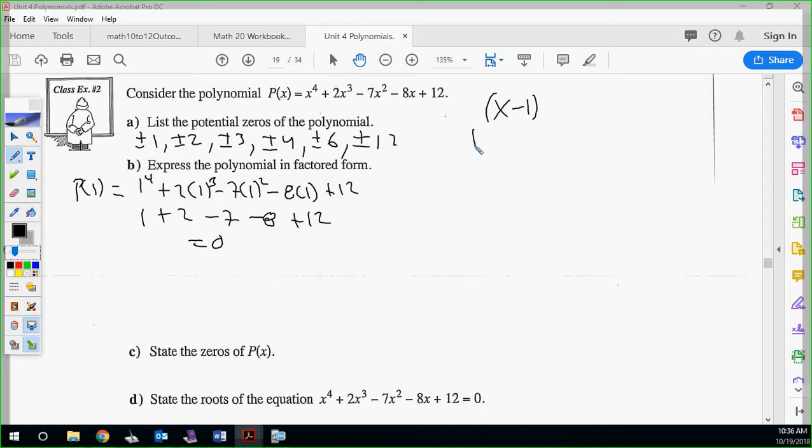So we're going to go 1, synthetically divide. So 1, 2, negative 7, negative 8, and 12. 4, 3, 2, 1, 0. So we have it all. Okay, so drop it. 1, 1, 3, 3, negative 4, negative 4.